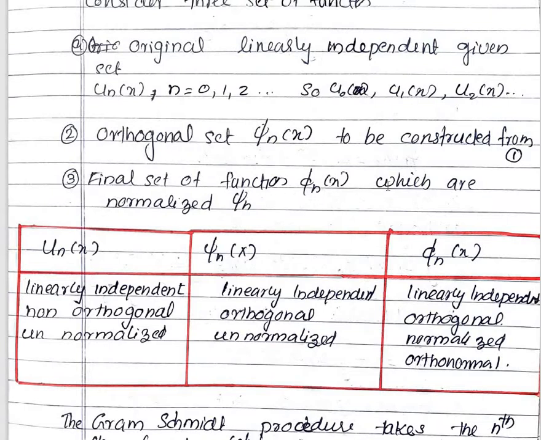So the final set of functions, that is phi n of x, which are normalized, we will obtain phi n by the normalization of psi n. Here this is psi n, not phi n. First u n, then psi n, then phi n. u n is our linearly independent set of functions, psi n is our orthogonal set, phi n is our orthonormal set. So u n is linearly independent, non-orthogonal and unnormalized. psi n is linearly independent, orthogonal, unnormalized. phi n is linearly independent, orthogonal, normalized, that is, these are orthonormal functions.